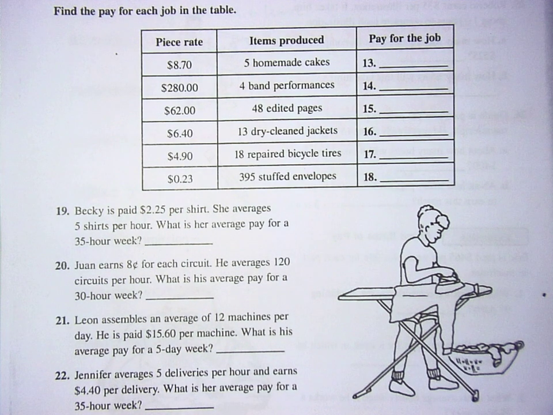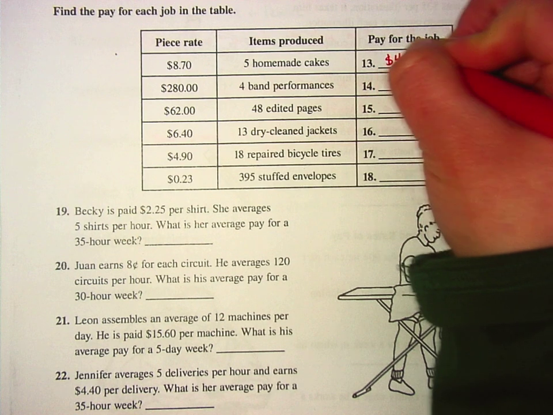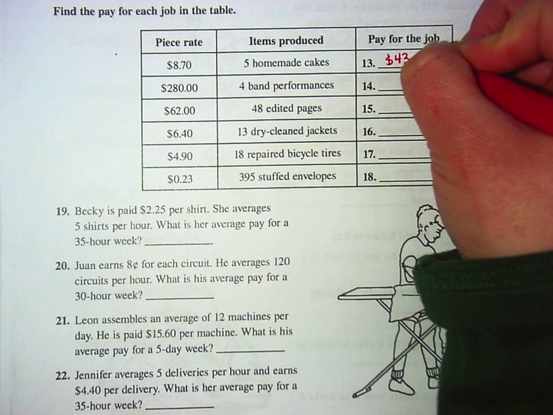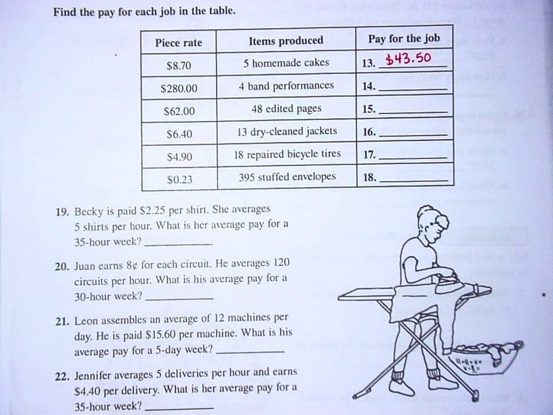Multiply. So 5 times 8.70. Everybody should be doing this. So for this job where she's making cakes for a party or whatever, she made $43.50 profit. I assume it has to be profit. There's no way your cake costs $8.70.